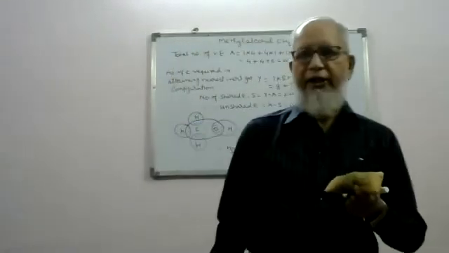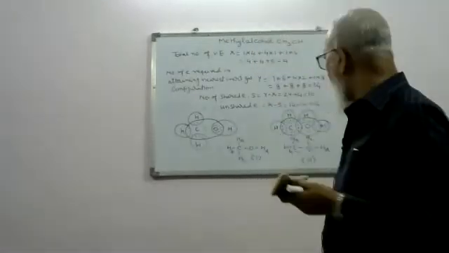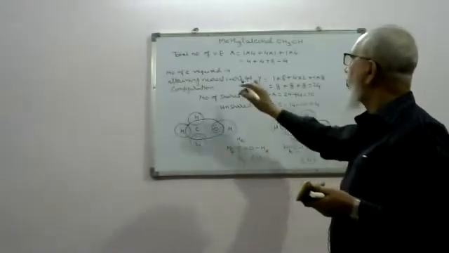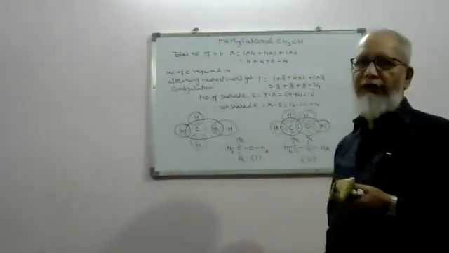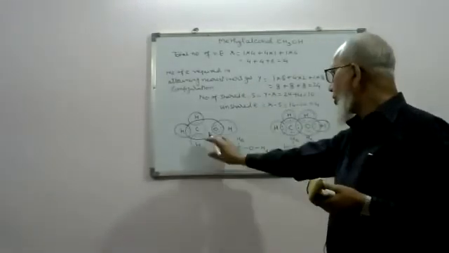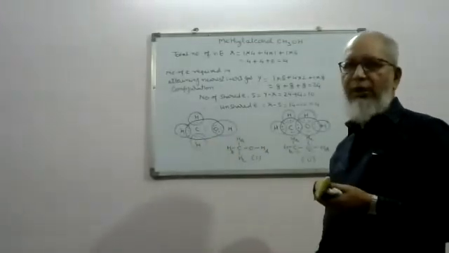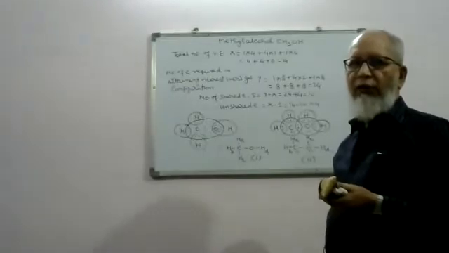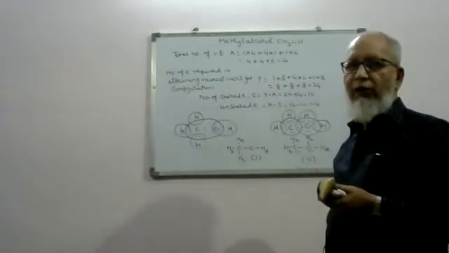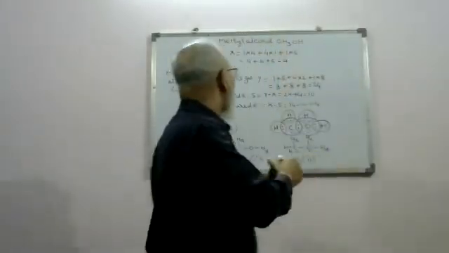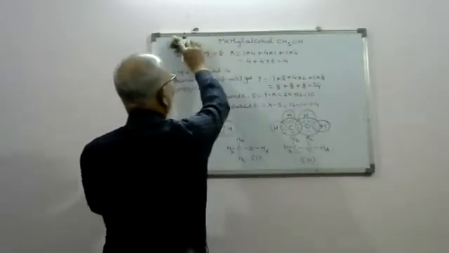Now, in order to decide which Lewis dot structure for methyl alcohol is correct, this first one or the second one, we shall calculate CF, that is the formal charge on each atom in this structure as well as in this structure. The structure for which the CF for all the atoms is equal to 0, that will be the correct structure for the methyl alcohol molecule. So let us calculate formal charge.